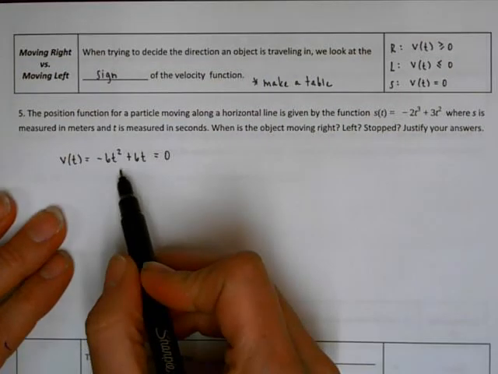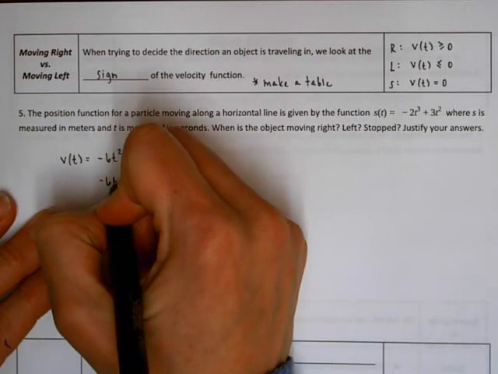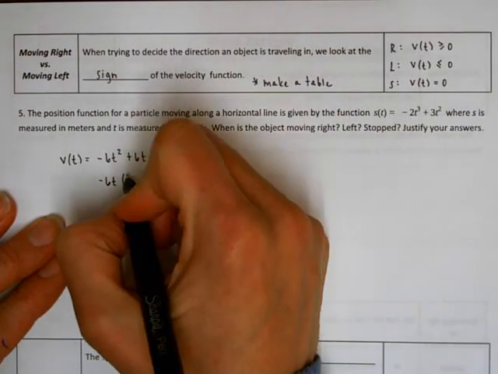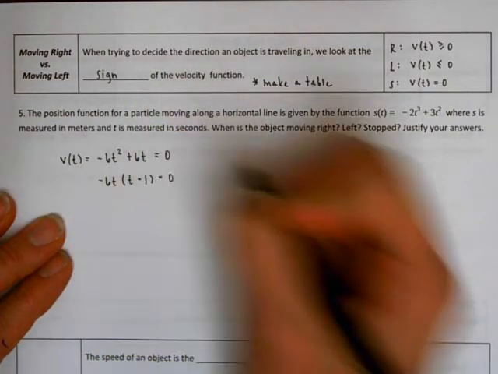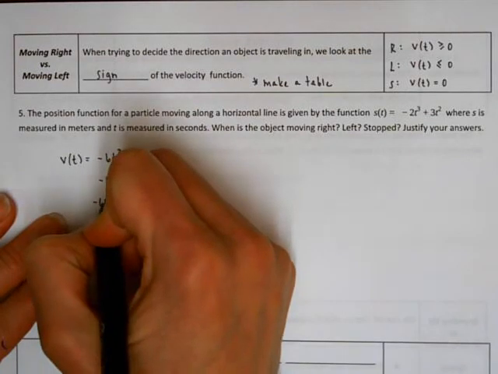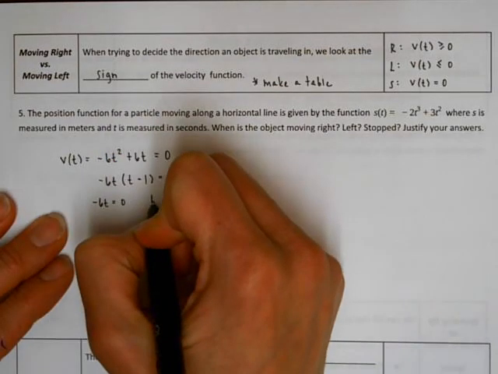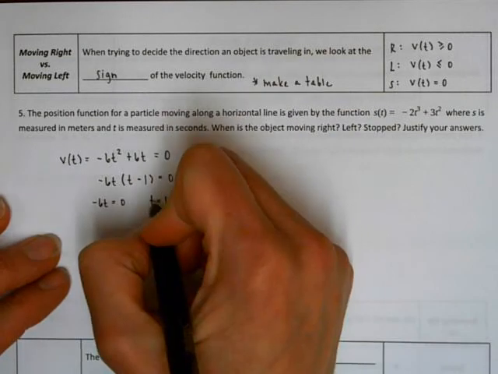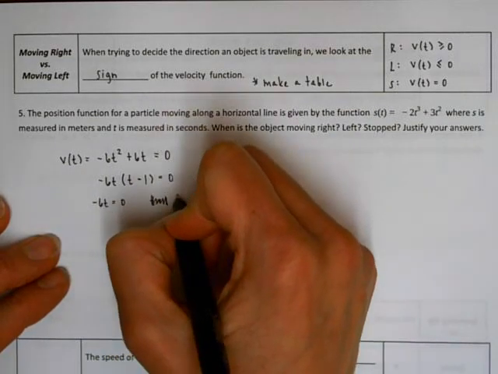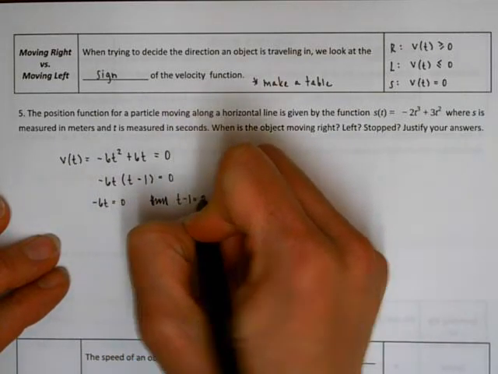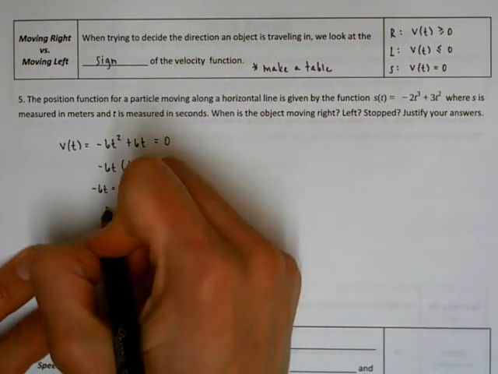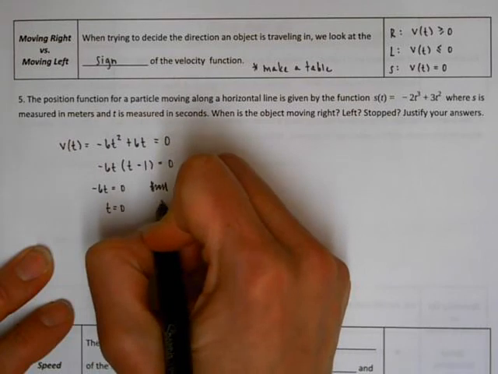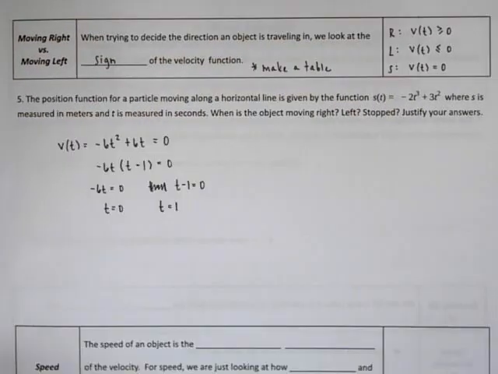So I'm going to factor out a negative 6t. So that means inside I'm going to have t minus 1, and that's equal to 0. So that tells me either negative 6t is equal to 0, or t minus 1 equals 0. So that tells me my velocity is 0 when t equals 0 or t equals 1.